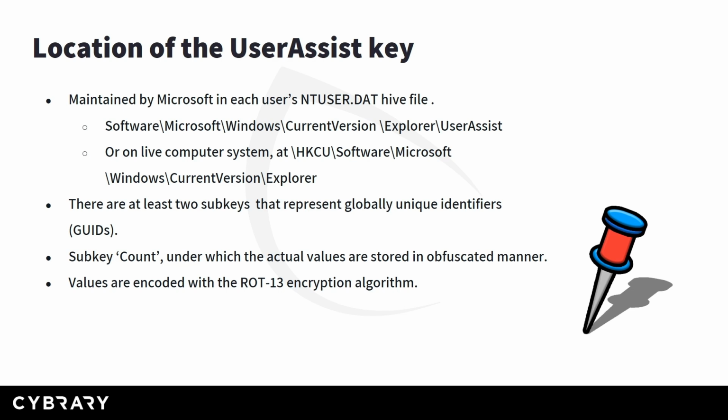Beneath the User Assist key, there are at least two subkeys, which are the same across platforms but may be more in different versions of Windows. Such keys represent globally unique identifiers, and each identifier key contains a subkey called Count, under which the actual values are stored in an obfuscated manner. Some researchers have identified that these values are encoded with the ROT13 encryption algorithm, which is a substitution cipher that replaces a letter with the 13th letter after it.